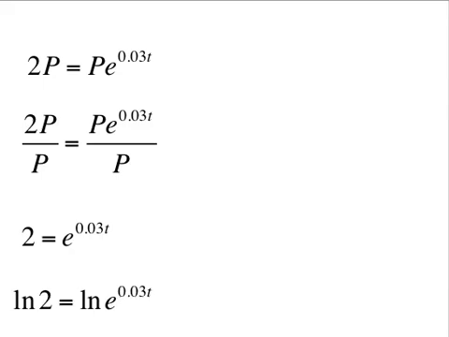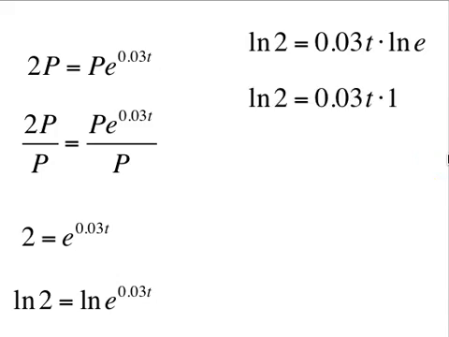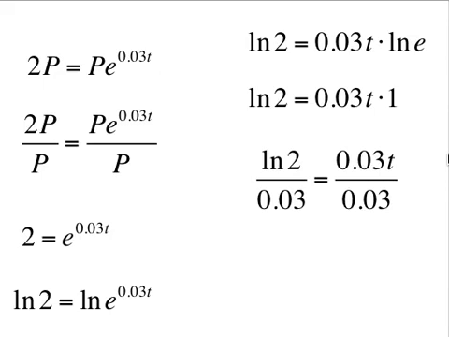Natural log of 2 is natural log e to the 0.03t. Pull that exponent down, 0.03t comes down in front. You get natural log 2 is 0.03t times natural log e, but natural log e is just 1. e to the first power is e. So we have natural log 2 equals 0.03t. All we've got to do is divide both sides by 0.03, and we get about 23.1 years this time.